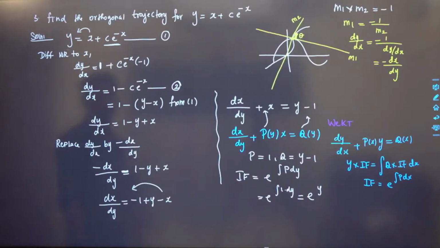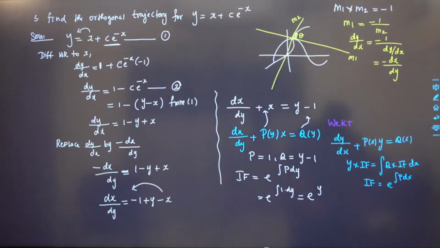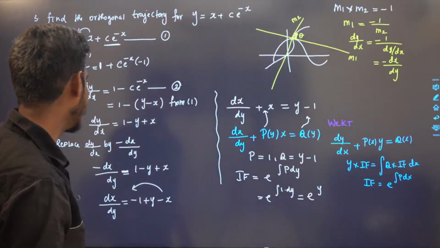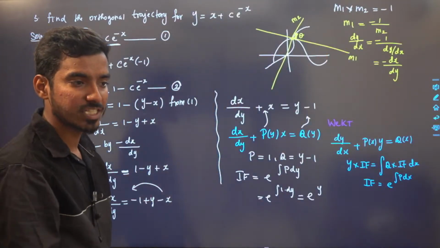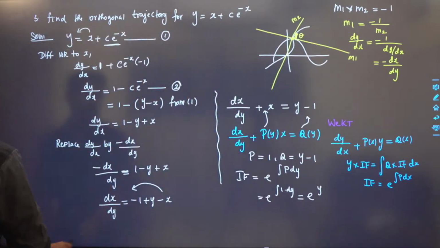Right? It's a very easy problem. For finding the orthogonal trajectory, first you differentiate with respect to x, and we need to eliminate the parameter. After eliminating the parameter, you replace dy by dx with minus dx by dy. Solve the differential equation to get the orthogonal trajectory. Right? Now move on to the fourth problem.